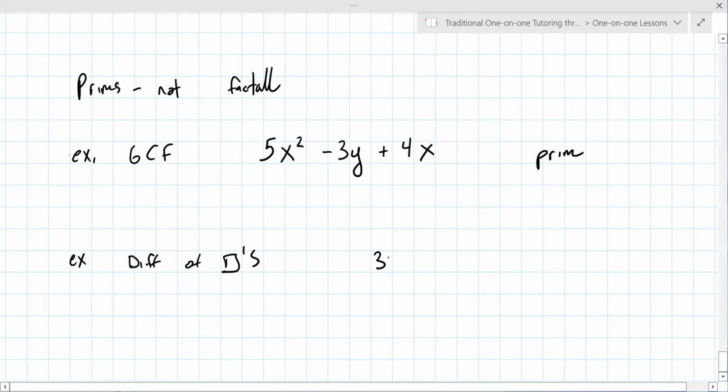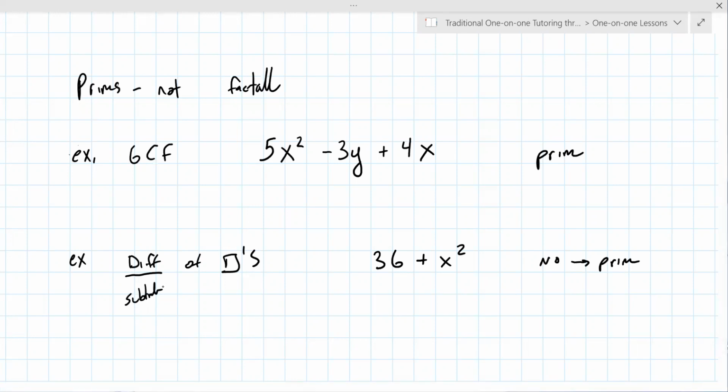So is 36 plus x squared factorable? The answer is no, it's prime. Difference of squares means you have to have a subtraction. Oh, subtraction. Yes. So it can't be 6 plus x squared. Wait, why can't it be 6 plus x squared?